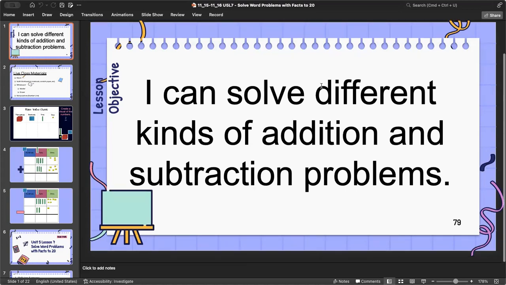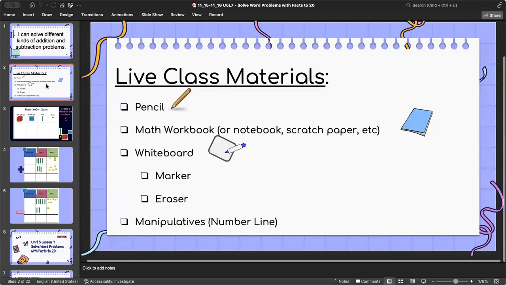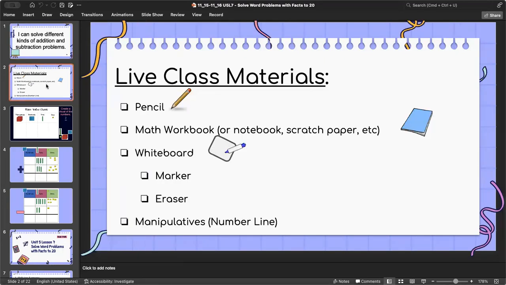So keep in mind, you're going to be solving different kinds of addition and subtraction problems. Again, similar to those fact families. So keep that in mind. Just like we talked about yesterday, it is very similar to what you've been doing in different ways to showcase addition and subtraction problems. If you do not have your materials right now, please pause and go get them.